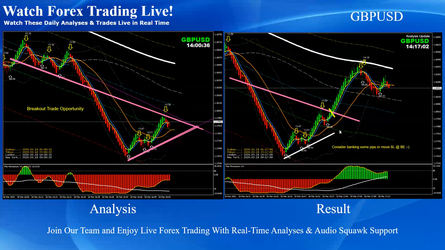And pound dollar, pretty straightforward. This was the counter, you can see a counter long trade position. As soon as the price reversed, I said, guys, it's time to bank some profit on pound dollar.